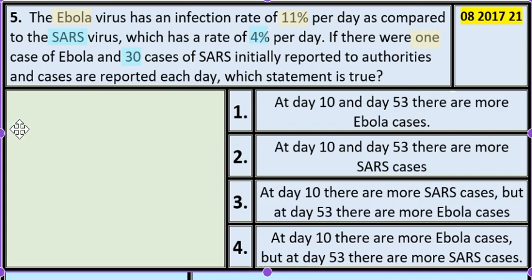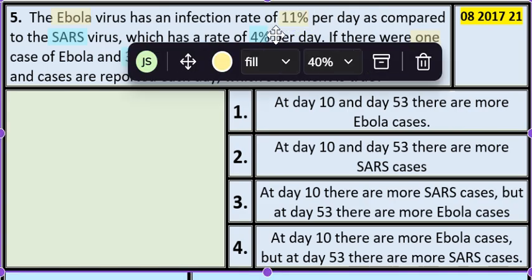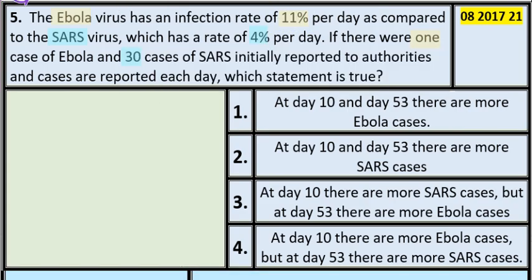So notice I use colors to annotate my document so that I could put all the Ebola information together in yellow and all the SARS information in blue. So Ebola started with only 1 case. And notice that's a word, not a numeral, because they like to make sure we're reading for comprehension. So they're going to throw those word numbers at us to keep us on our toes. So 11% is 0.11, and we started with 1 case.